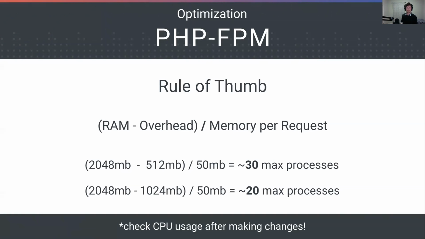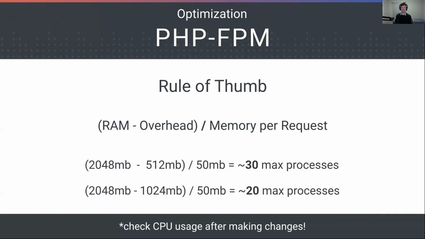So if we have a 2 GB server and we want to allocate 512 megabytes of that, so a quarter of it, to other stuff on the server, and then we know our PHP-FPM or our PHP web requests might take about 50 megabytes. That gives us about a 30 limit on the number of processes we want to run on the server. If you have more stuff on the server, especially if you have a MySQL database or any database, you might want to, or you do want to give more overhead, probably half, maybe more.